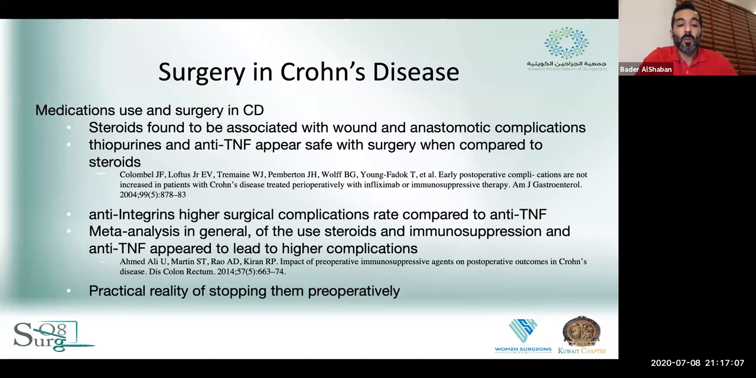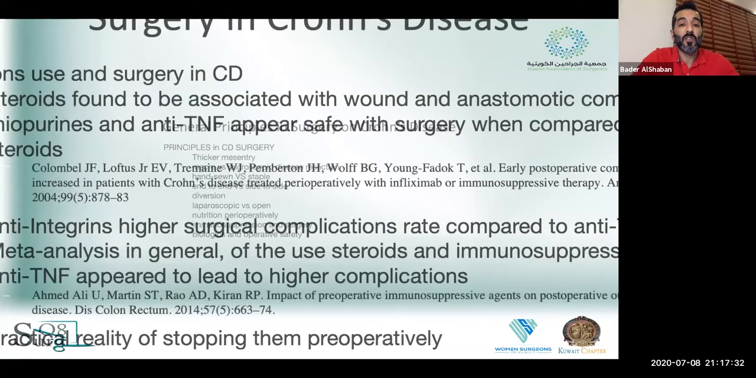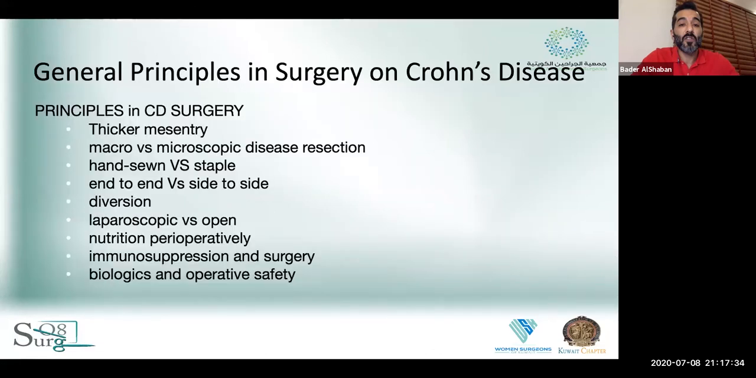And generally speaking, in meta-analysis, the use of steroids and immunosuppression and anti-TNFs do appear to be associated with higher complications. So whether we're talking about a safer profile or a higher risk profile, avoiding all these drugs in general, if we can, is always a better option. Principles of surgery when you're dealing with a Crohn's patient is that you're constantly going to have a thicker mesentery, and this is something you're going to have to consider when you're taking down your mesentery after your bowel resection.